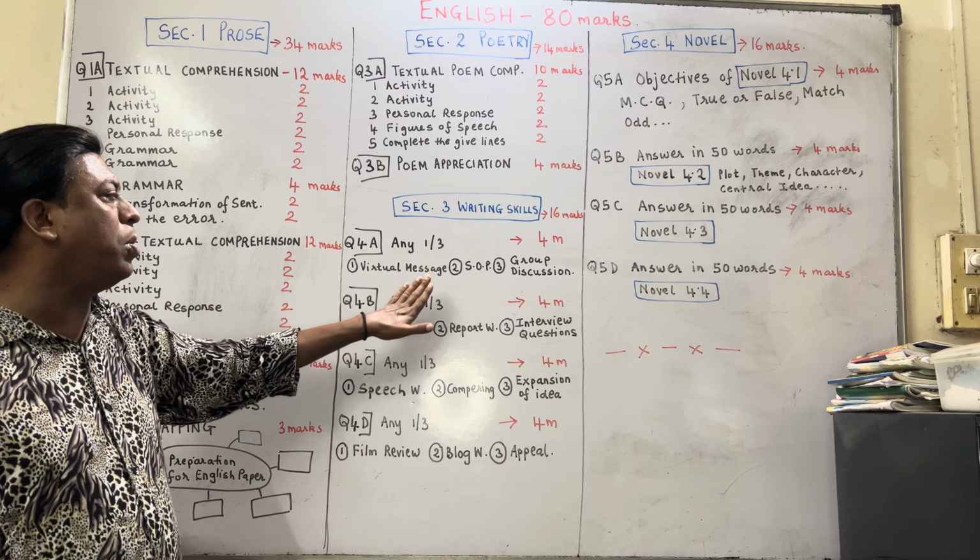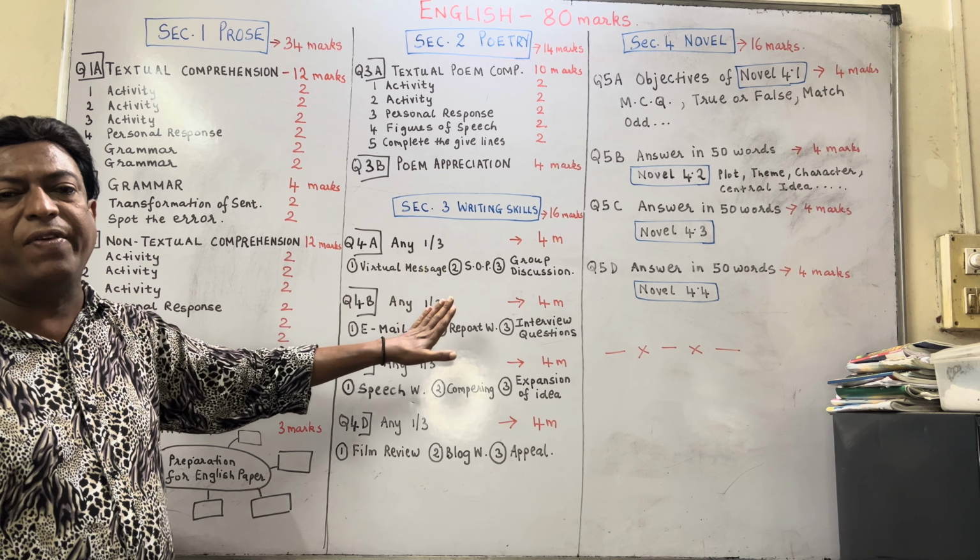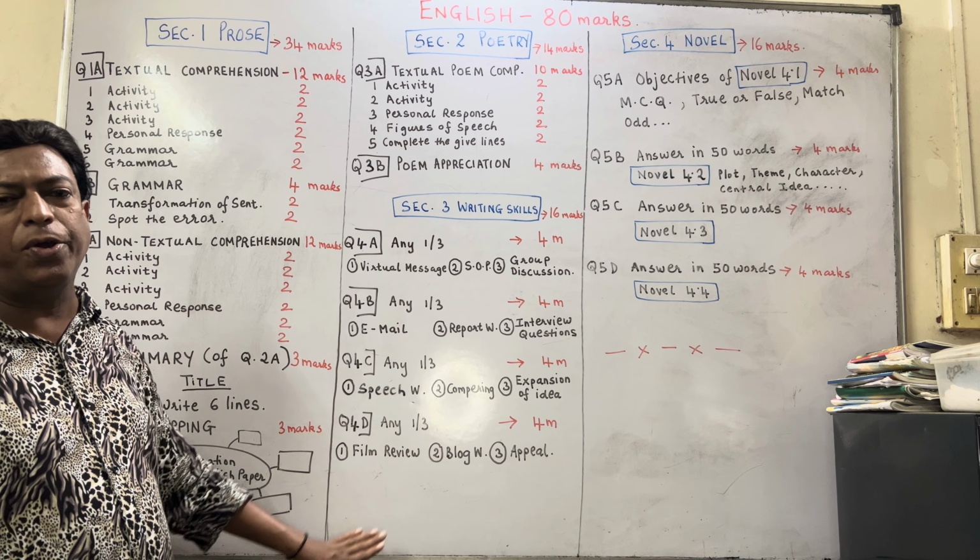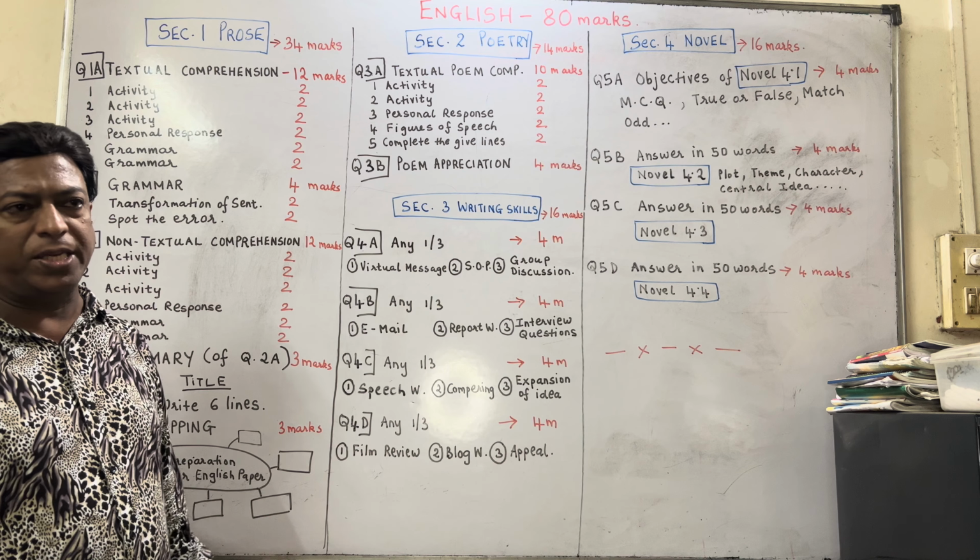If you want to score, your writing skill has to be very good. Avoid cancellation in your writing skill. You'll be able to score 16.